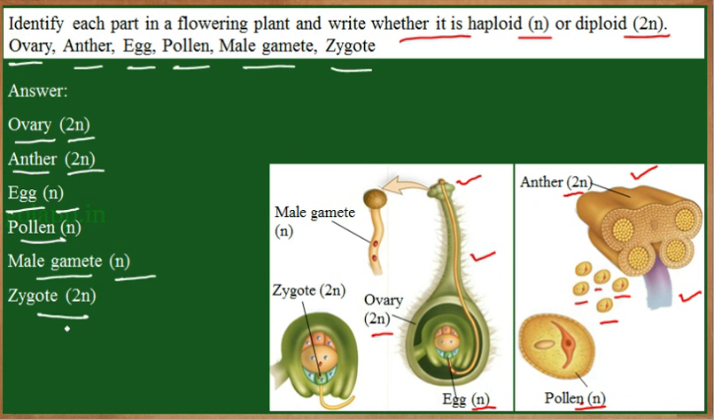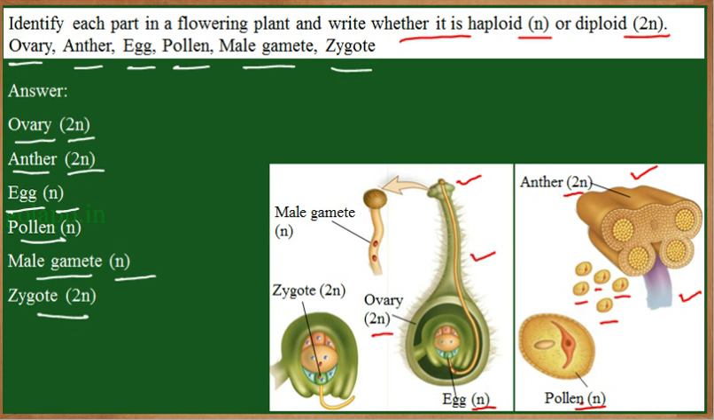Zygote, the next structure. Zygote is formed after fertilization. When the gametes fuse together, it forms zygote. So zygote will be having 2 sets of chromosomes. They are diploid in nature.